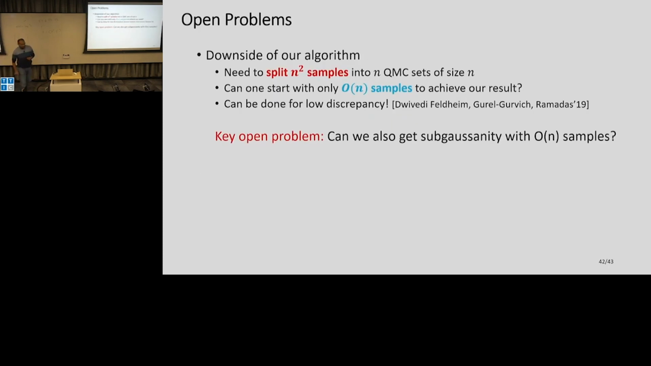There are still a couple of important open questions in this area. One downside, and if I talk to any practitioner they will probably tell us to go away, is that we are starting with n squared samples and then splitting them into n sets of n points each. If I want to simulate something on, say, 10,000 points, I have to start with something like 100 million. It's very weird, and not desirable.